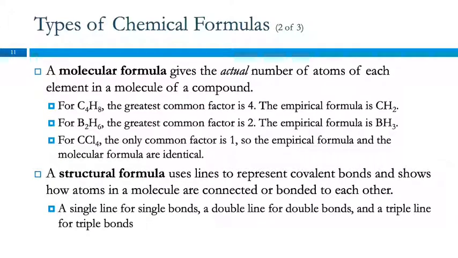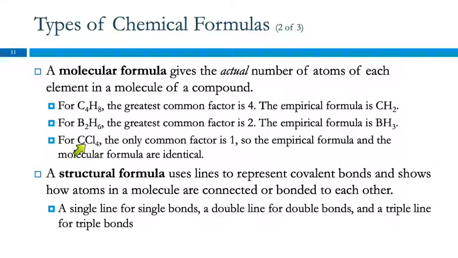The molecular formula is better in that sense, in that it gives us the actual number. So here we have C4H8. That is a molecular formula. We could take that and write an empirical formula by looking at the lowest ratio. So 4 to 8, each of these numbers has a common factor of 4, so we can take 4 to 8 and reduce it to 1 to 2. This is the empirical formula. This is the molecular formula. For B2H6, this is a molecular formula. We can reduce that to BH3. This is the empirical formula.